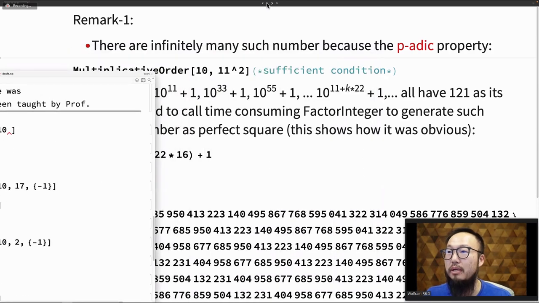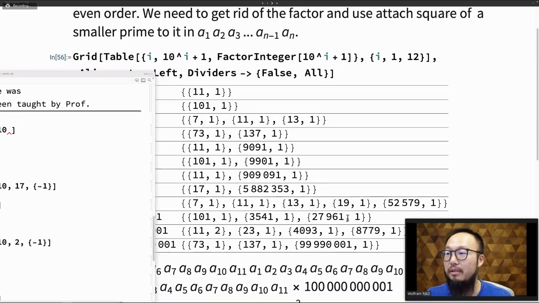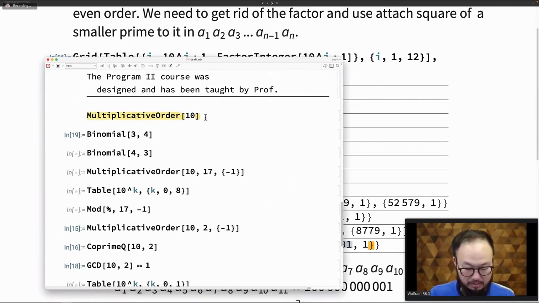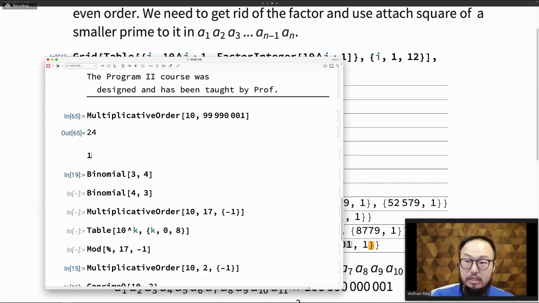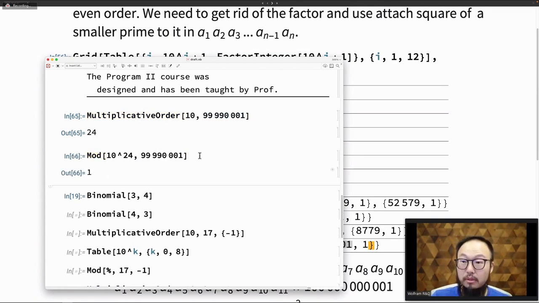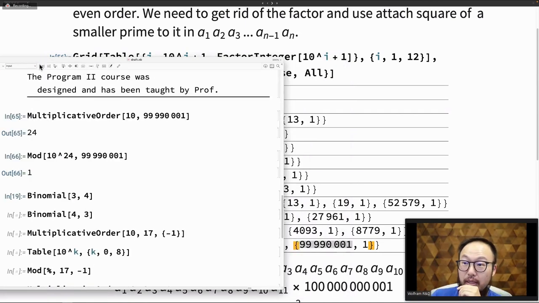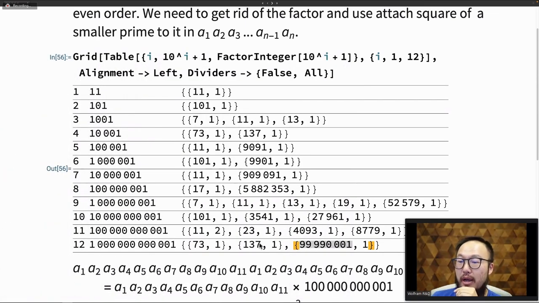Let's see, what's the prime again? This guy. Yeah, it's 24. It's really small. So, which means if you have 10 to the power of 24 mod, you basically divide that number. It gives one. Okay.